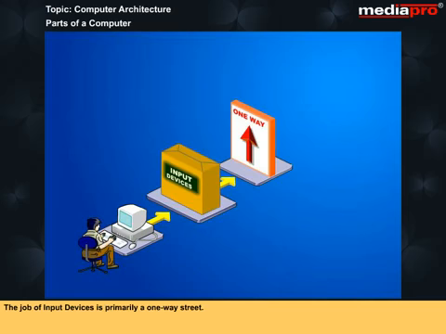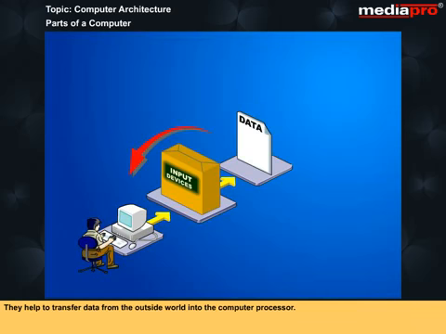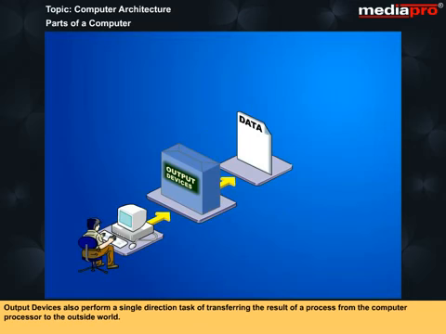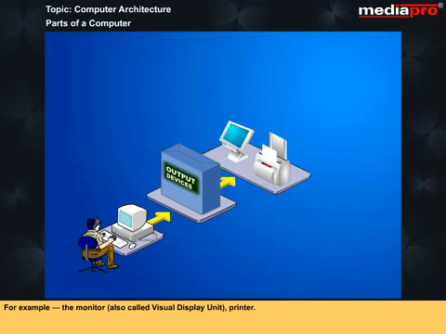The job of input devices is primarily a one-way street. They help to transfer data from the outside world into the computer processor. For example, the keyboard, mouse, light pen, and joystick. Output devices also perform a single direction task of transferring the result of a process from the computer processor to the outside world. For example, the monitor, also called a visual display unit, and the printer.